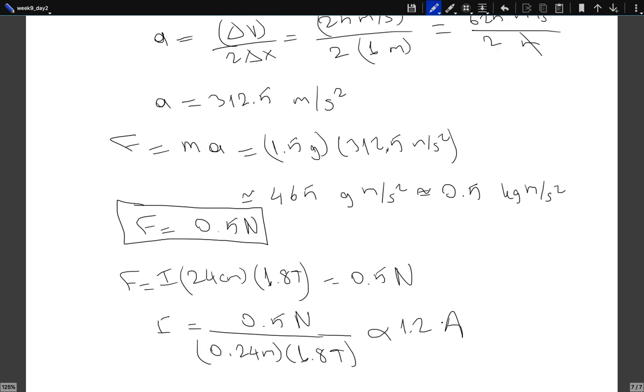And within 1 meter, this mass goes from 0 to 25 meters per second. What is that in terms of kilometers per hour? 25 meters per second, 25 times 3.6, something around 100 kilometers per hour in 1 meter. That's quite fast.